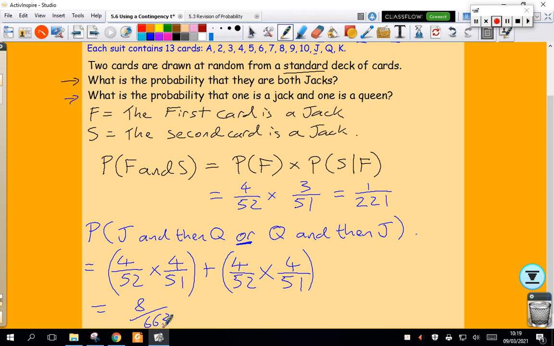Okay, so that is the multiplication rule for probability. The probability of A and B is equal to the probability of A multiplied by the probability of B given A. And you've got to learn that off. Make sure you can follow it.